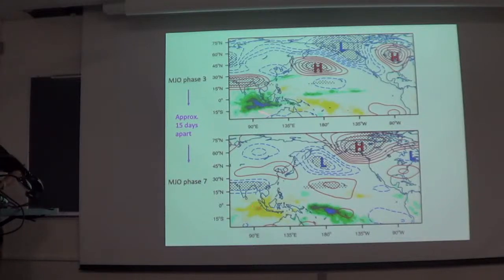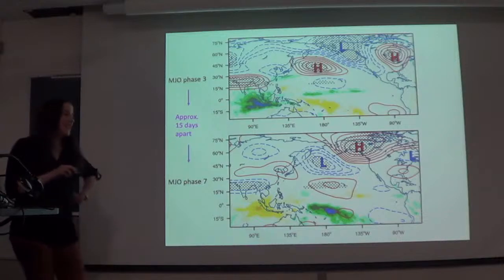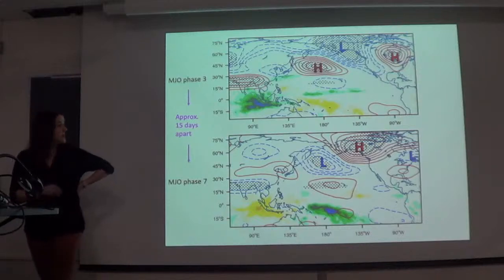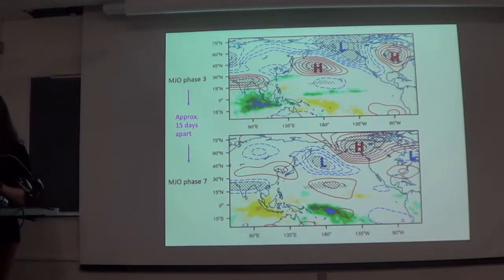So you'll notice that MJO phase 3 and MJO phase 7 are very similar, but they have convective anomalies of the opposite sign. Now surprisingly, and not coincidentally, you end up with the opposite sign teleconnection pattern over the Pacific. Here at phase 3 we have this high and then a low and then a high, whereas here we can see that now we have this low and then a high. They're not perfectly symmetric, of course, but they're very similar with the opposite sign. So during an MJO event, an MJO can force this particular teleconnection pattern, and about 15 days later, it can force the opposite sign teleconnection pattern.